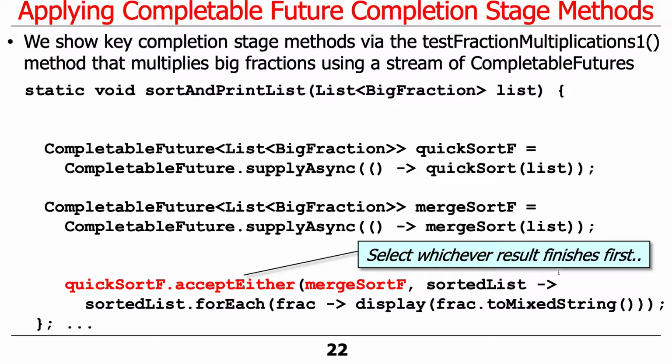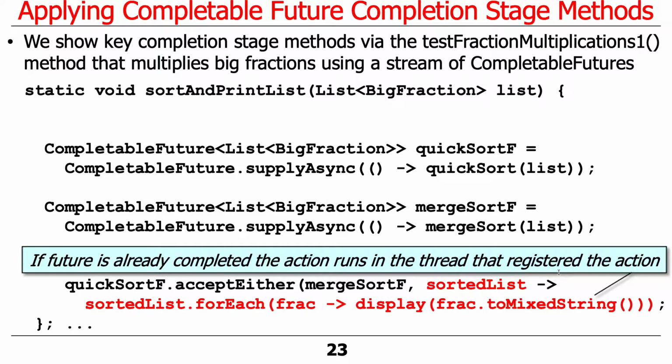So we could do that, and you'll see how that would work. In this particular case, we're just using two, but you're right. If we wanted more than two, we could use anyOf. You'll see how I use allOf in a second. You could have a similar thing of doing for anyOf, which would be very cool. So this one's going to go ahead and select whichever result finishes first. If quicksort finishes first, we'll take that. If merge sort finishes first, we'll take that. And in either case, whichever one finishes first, we'll take the sorted list that comes back, and for every element in that sorted list, we will display it as a mixed string.